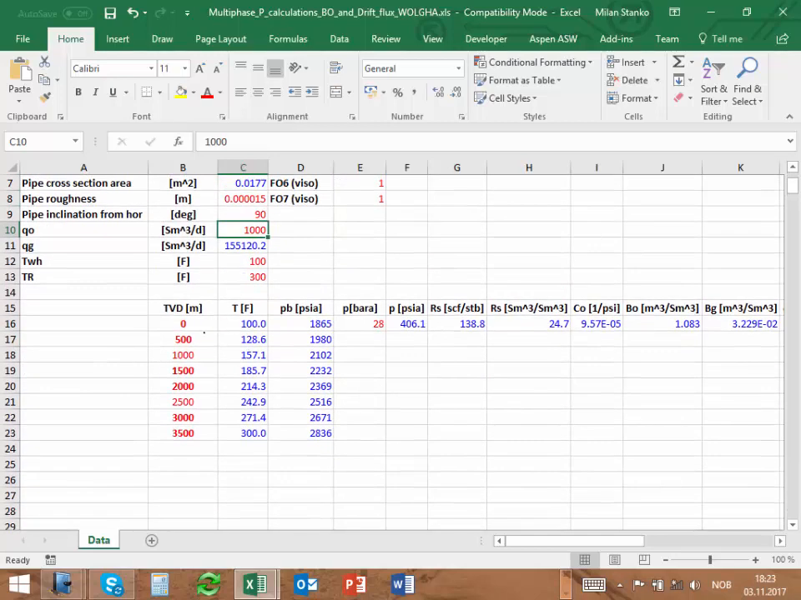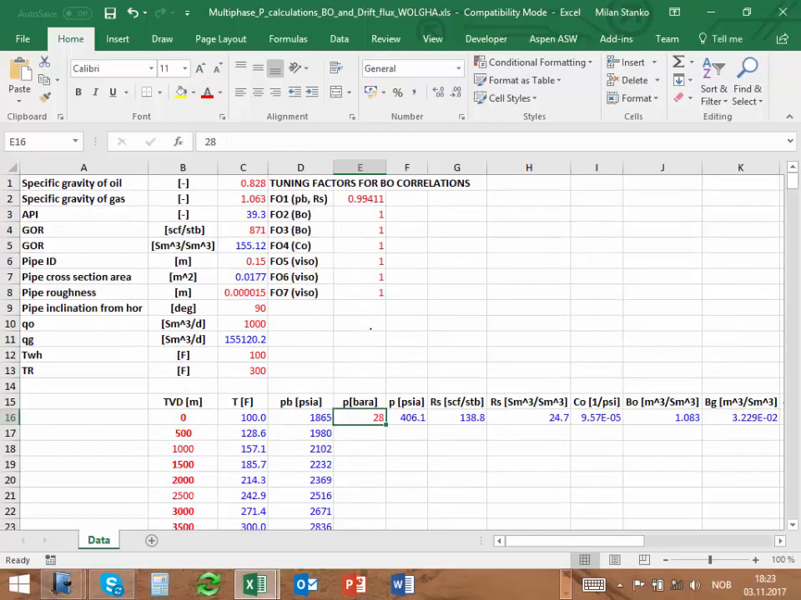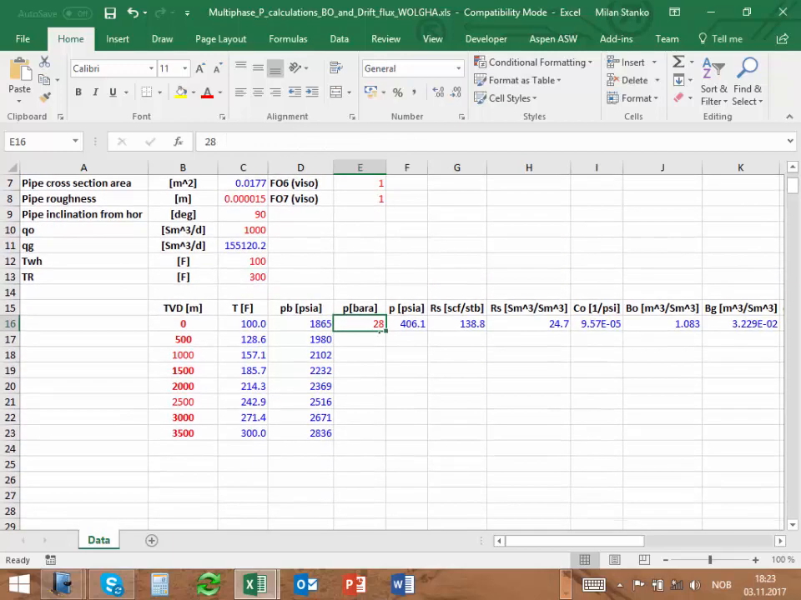Okay, so the tubing is 3,500 meters long. I divided it in every 500 meters, and I calculated, using linear interpolation, the temperature in each one of these segments. Okay, and that's the first pressure we have. Wellhead pressure is 28 bar, and then we have to calculate pressure drop and move down with Euler, calculate pressure drop, and move down with Euler, and so forth.